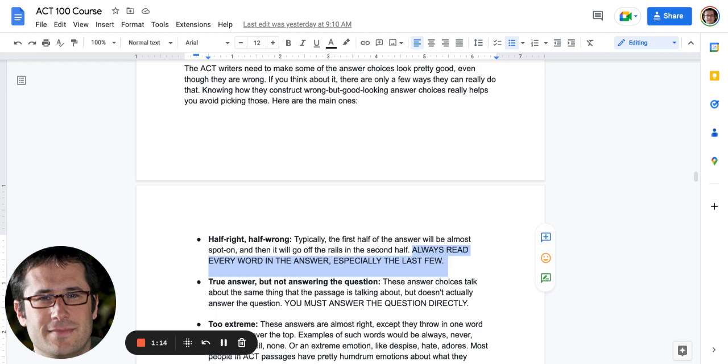Students, there's a psychological tendency that once you see something you like and you're like, oh yeah, that's good, you kind of trail off in your attention, right? And that will get you to the wrong answer because they know that. It means you have to read every word in the answer all the way to the very end.